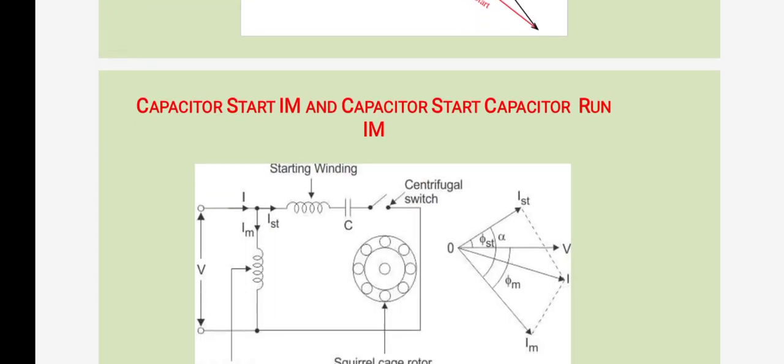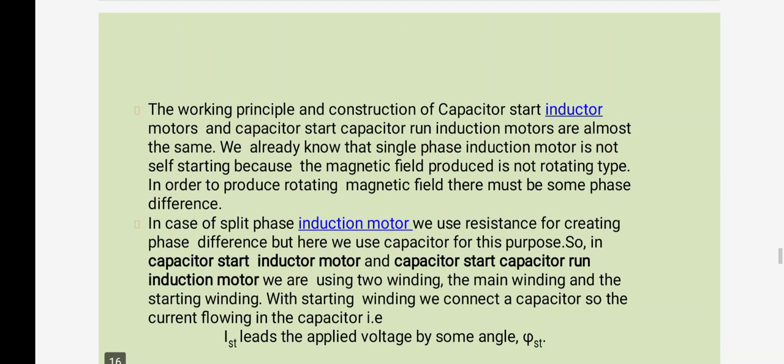Then the capacitor start induction motor and the capacitor start capacitor run induction motor. A capacitor is connected with the auxiliary winding. Then there is a phasor diagram and a schematic representation also present. The working and construction of the capacitor start induction motor and the capacitor start capacitor run induction motor are almost the same.